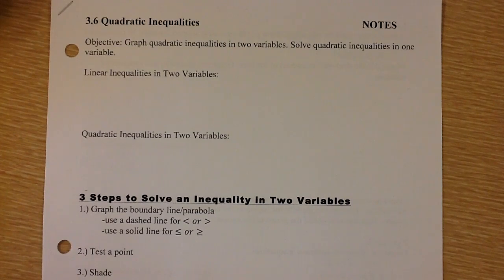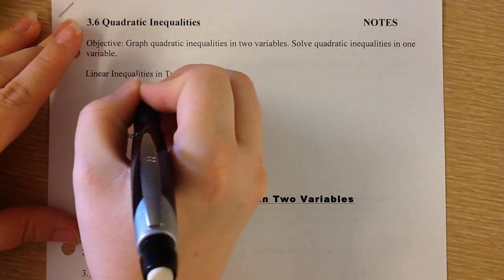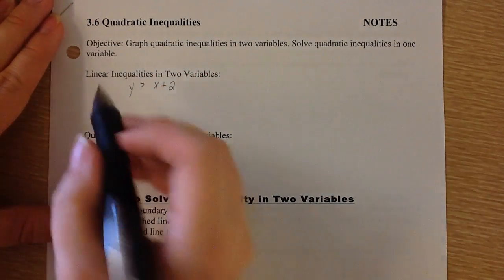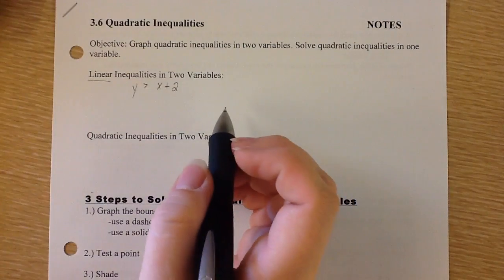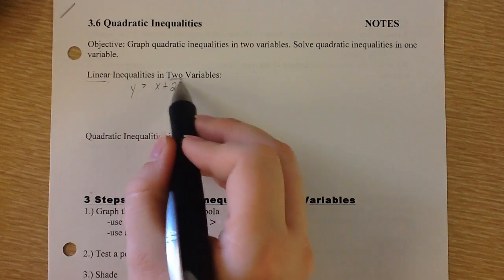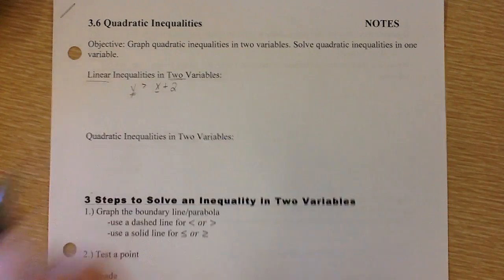Okay, so first of all, in the last section we did some review on solving linear inequalities in two variables. For example, if I had y is greater than x plus 2. What makes it linear is that all of my exponents on everything is 1. And it's in two variables because it has both an x and a y.